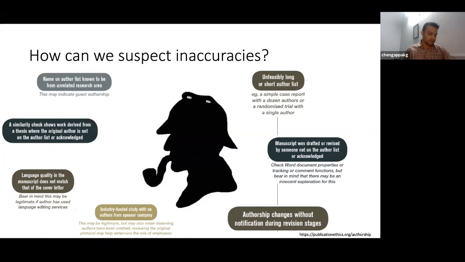And then once a manuscript is submitted, when it comes for revision, you make changes. The authors decide to make changes in the authorship order, or add one more person or delete one more person. This is absolutely not accepted unless there are genuine reasons to do that. And such things also show that there is some inaccuracy and some inappropriate authorship that has taken place.